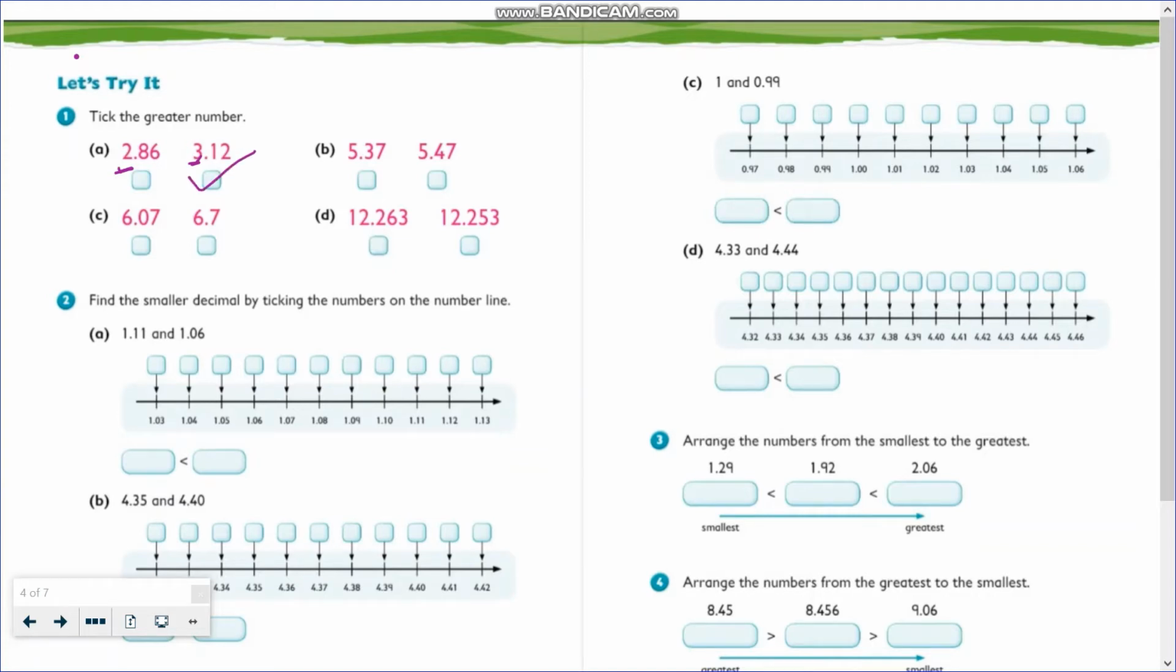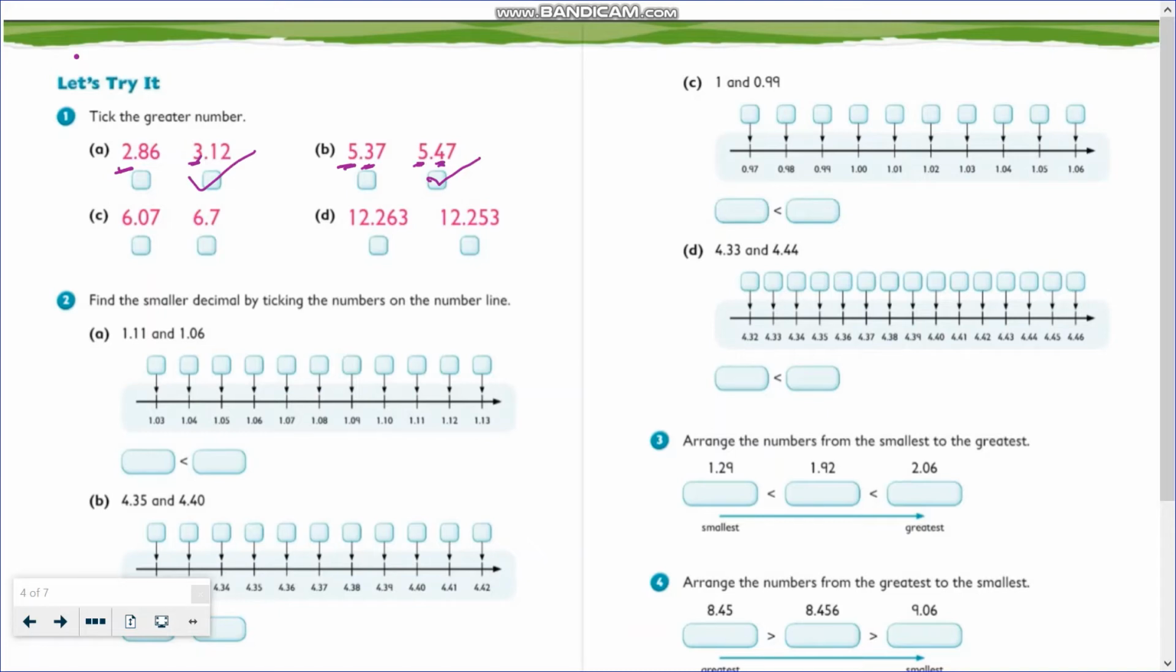Letter B. Which one is greater? 5.37 or 5.47? As you can see, both whole number parts are the same. So if it is the same, you have to move to the tenths place. So we have 3 and 4. So which one is greater? Is it 3 or 4? So 4 is greater. So it means that 5.47 is greater than 5.37.